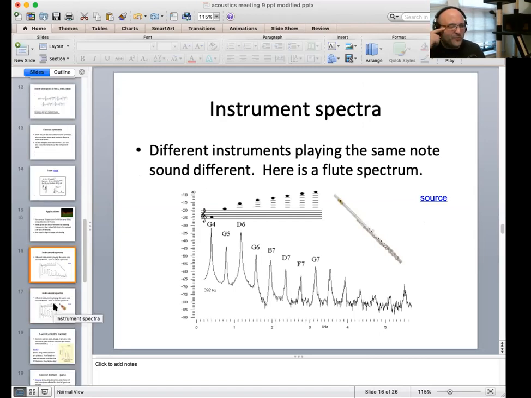Just to show you some instruments, if you were to take a frequency spectrum of a flute playing a note, this might be what you get. On the x-axis here, we have frequency in kilohertz. And on the y-axis is a decibel scale. This is not an absolute decibel scale. I don't know what 0 dB is supposed to represent here, but what you can get is relative levels between them. So if a flute plays this G note, you actually get this spectrum, and notice there's multiple spikes.